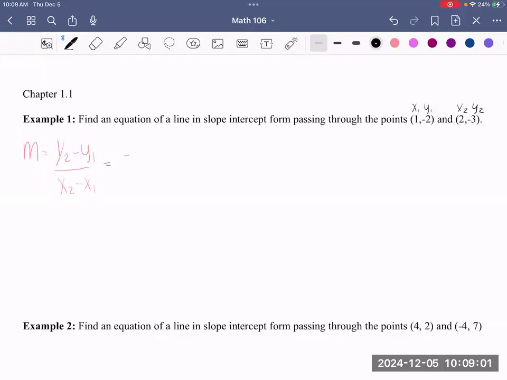I've labeled -3 as y2 minus a -2. This minus sign comes from your equation. This negative sign comes from my point, over 2 minus 1. So let's go ahead and evaluate. Double negative, we get -1 over 1. Therefore, m is equal to -1.